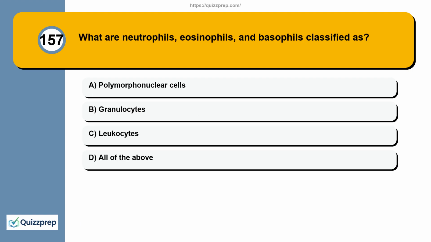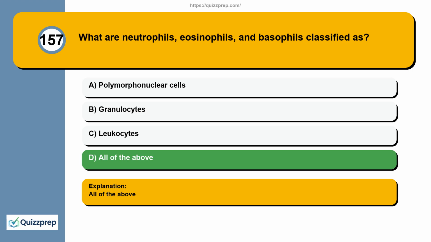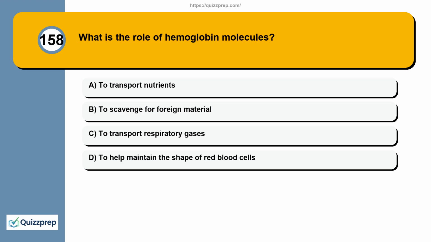Question 157. What are neutrophils, eosinophils, and basophils classified as? Option A, polymorphonuclear cells. Option B, granulocytes. Option C, leukocytes. Option D, all of the above. The correct answer is option D, all of the above.